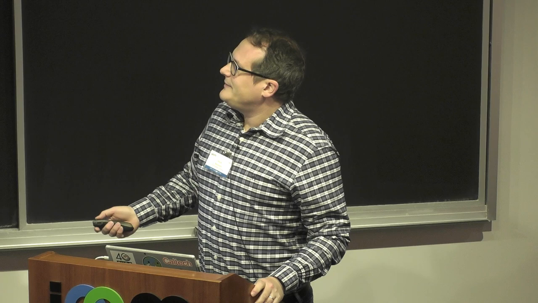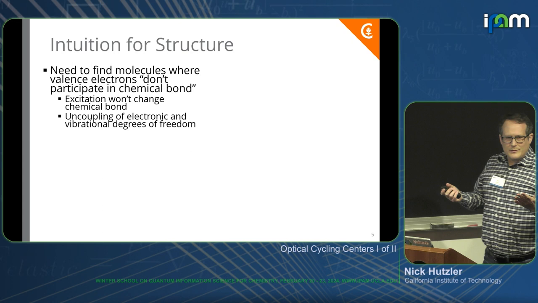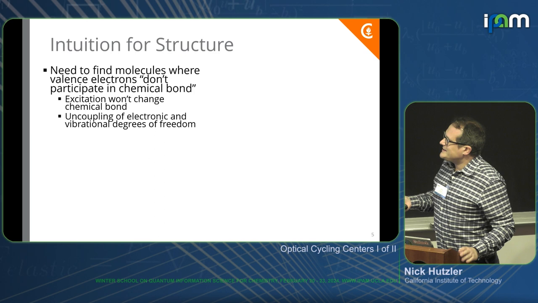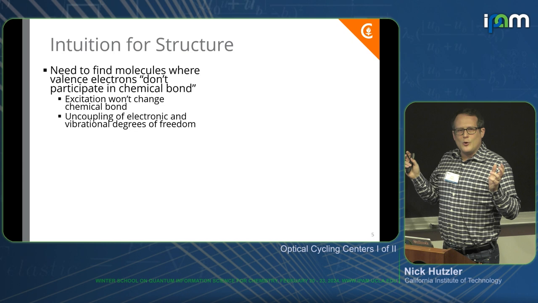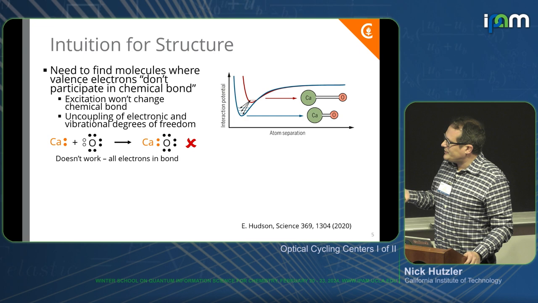So what do you need to do? If you want to do something like this, there's an intuitive understanding of what you need to look for in molecular structure, or what you want to design, that I'll talk about in more detail. But in some sense, you need to find molecules where the valence electrons don't participate in the chemical bond, meaning that the excitation won't change the chemical bond because there's some uncoupling between the electronic and vibrational degrees of freedom. I'll give you an example of a bad molecule, a molecule where this is unlikely to work.